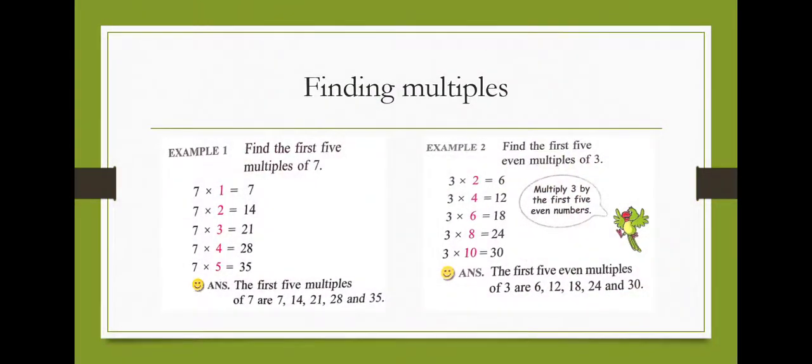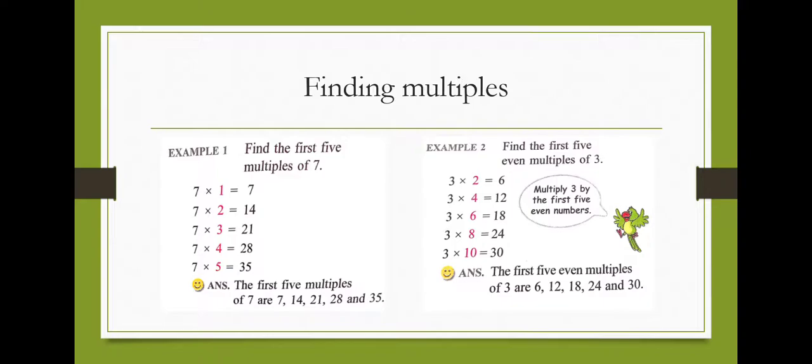Let us see the example first. Finding multiples. Example 1. Find the first 5 multiples of 7. First 5 means numbers 1 to 5. Multiples of 7 means which table you are going to say. It is already given. You are going to say the 7th table. So 7 ones are 7, 7 twos are 14, 7 threes are 21, 7 fours are 28, 7 fives are 35. When you say the table, that answer is a multiple of 7. So the answer is, the first 5 multiples of 7 are 7, 14, 21, 28 and 35.